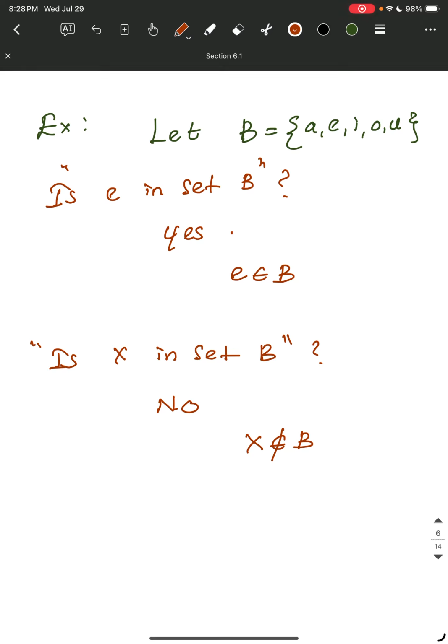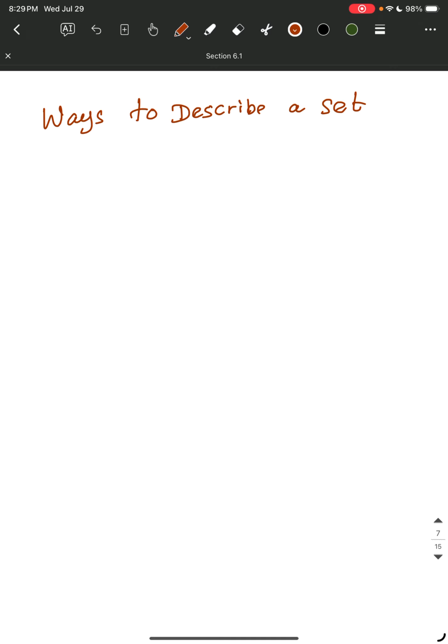Okay, as I mentioned earlier, now we want to know how to describe a set. So there are two common ways to describe a set. The first one is called roster notation and the second one is called set builder notation.